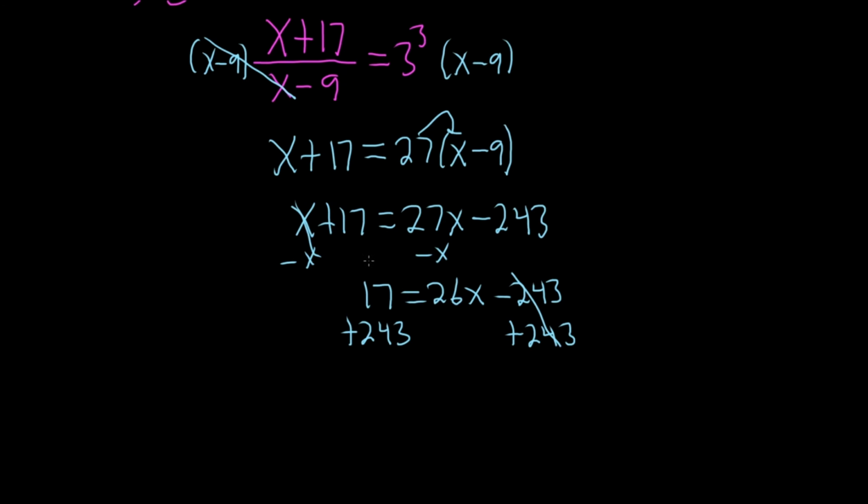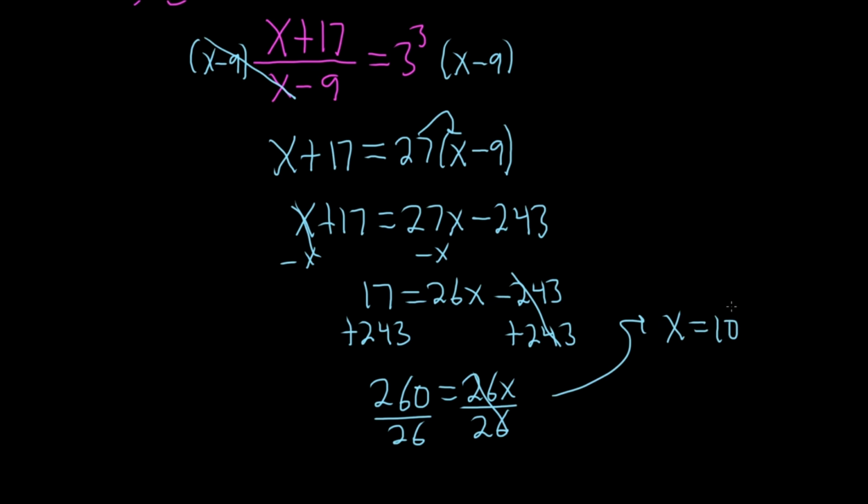243 plus 17 is 260. Oh, this is nice. And this is equal to 26x. And I say it's nice because look at the nice answer we get. When we divide by 26, we get x equals 10. Beautiful. So we should definitely check our answer. So I'm going to scroll back up and check.